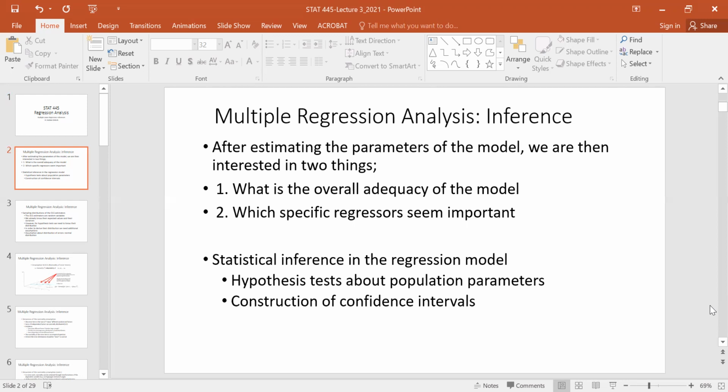And then you want to see which regressors are important. In our returns to schooling example, for example, you want to see whether experience was important in explaining differences in wages, was education important, or was tenure important as a variable. So two things: the overall adequacy, was your model useful or not, and which regressors appear to be important. Statistical inference that we do in regression analysis is basically the confidence interval and hypothesis testing about population parameters.